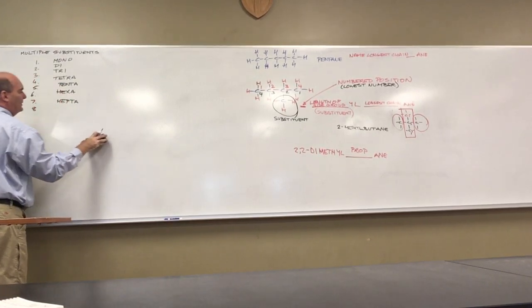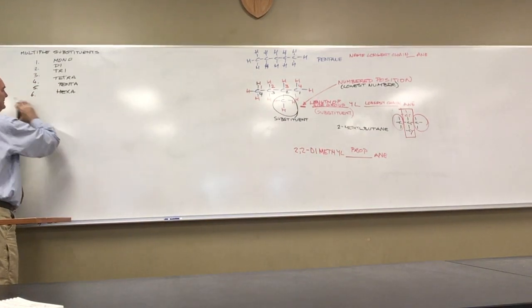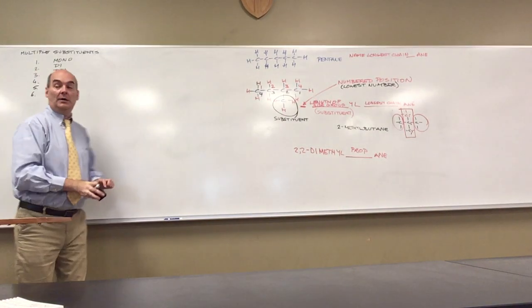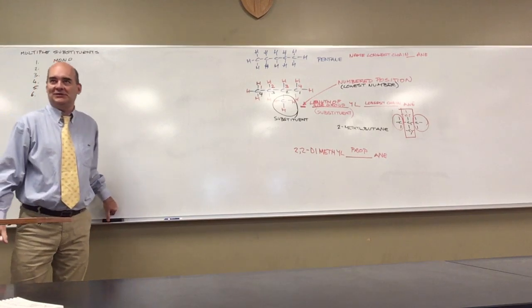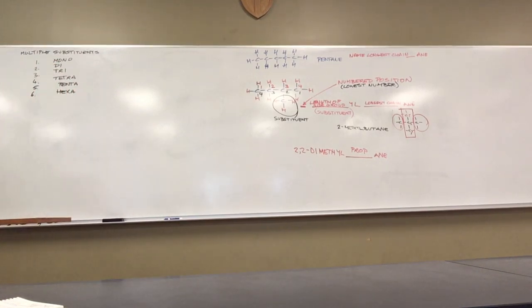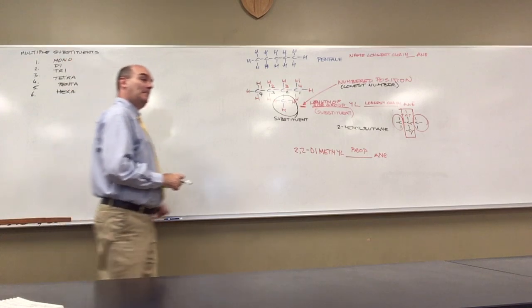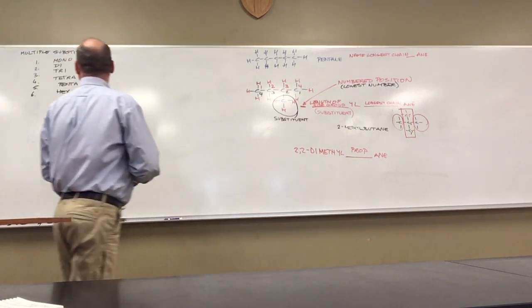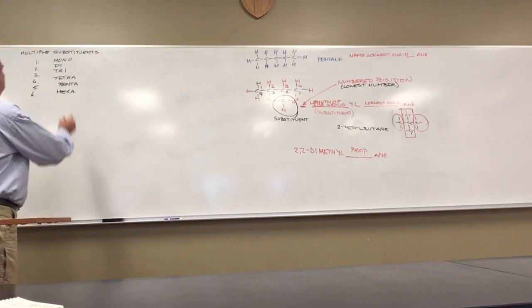we don't need to go up higher than that. It's very unlikely that you have more than 6 of the same substituent. It's really unlikely. Mono and di, they're kind of in the same place.